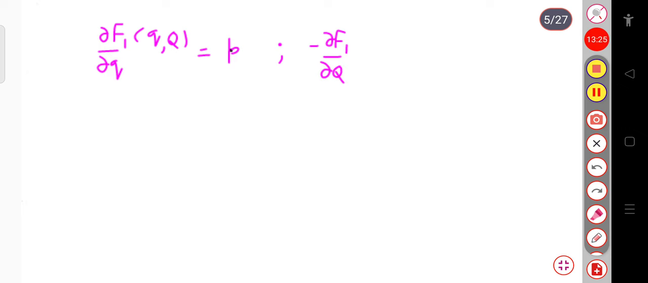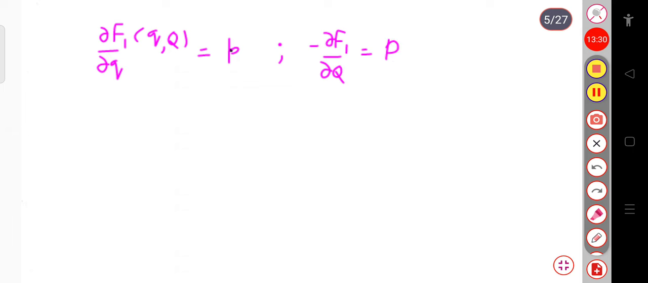First of all, let me tell you the generating functions. Where dou F1 by dou q, when F1 is the generating function and is a function of small q and capital Q, its value equals small p. And also capital P equals minus dou F1 by dou capital Q, since this is a function of small q and capital Q.